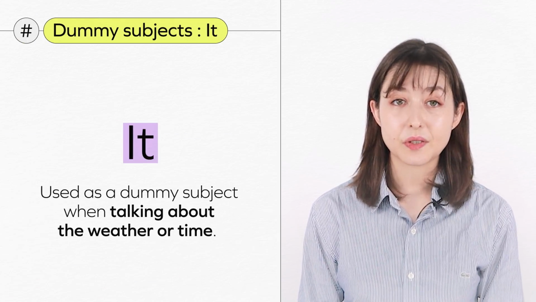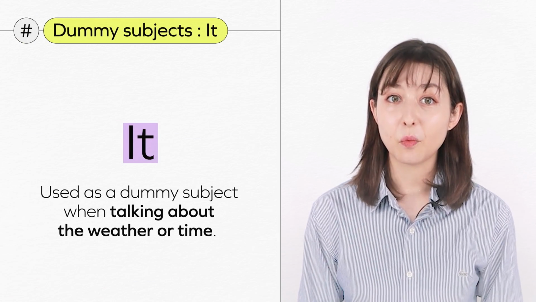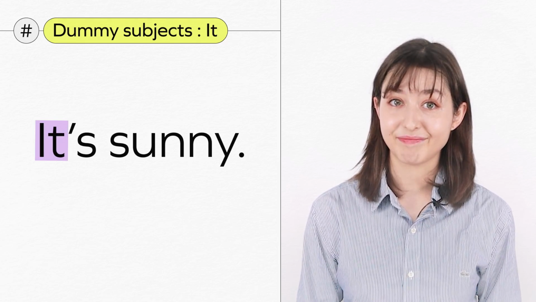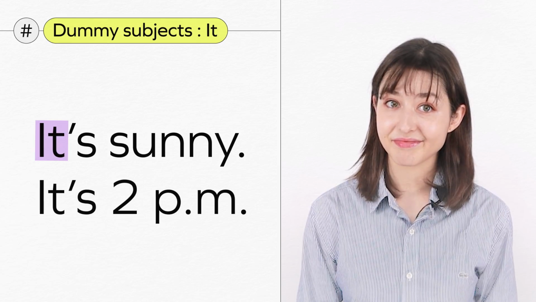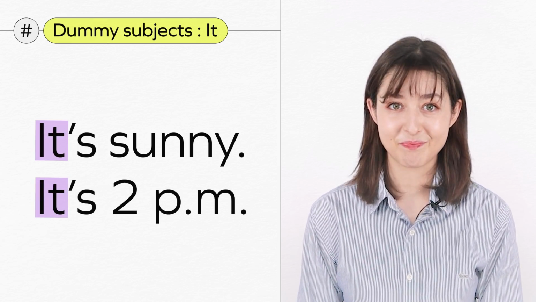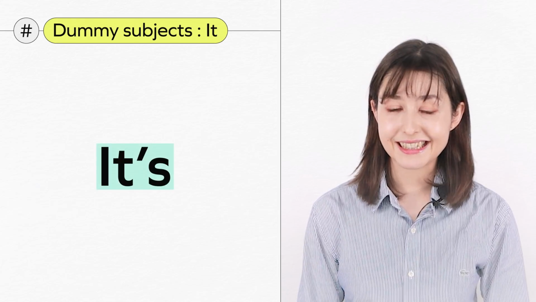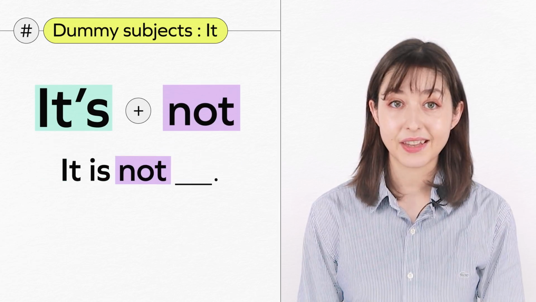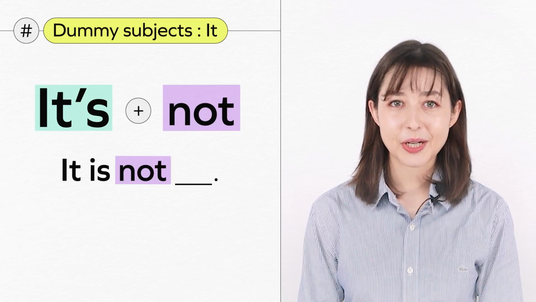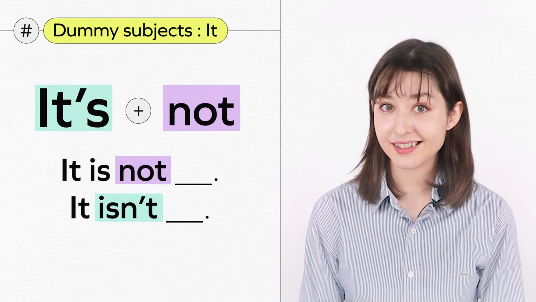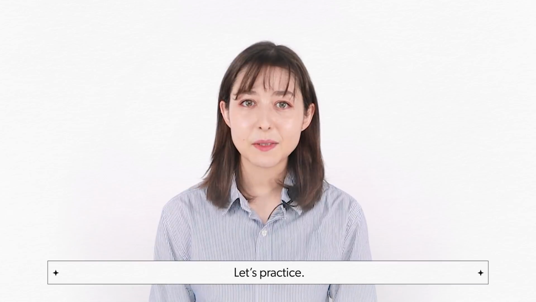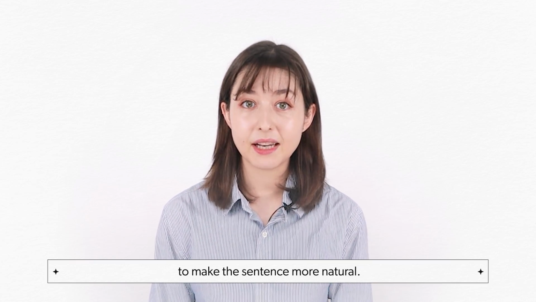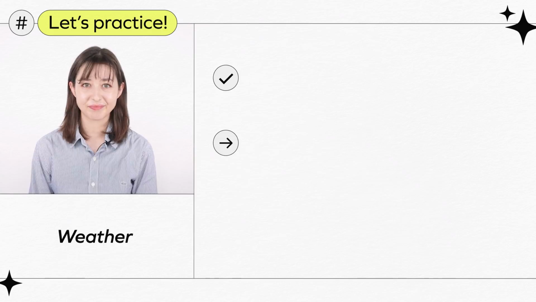It is also used as a dummy subject when talking about the weather or time. So for instance, it's sunny and it's 2 p.m. Using the contraction it's is natural. You can add not to make it a negative sentence. It is not. And use the contraction it isn't and it's not. Let's practice. Replace the weather or the time with it to make the sentence more natural.